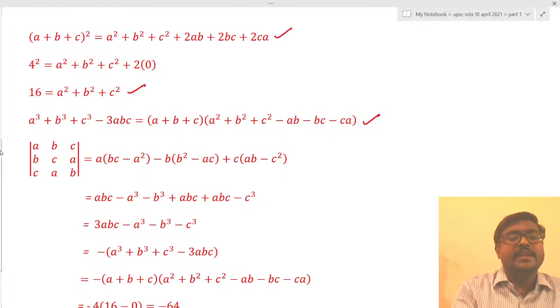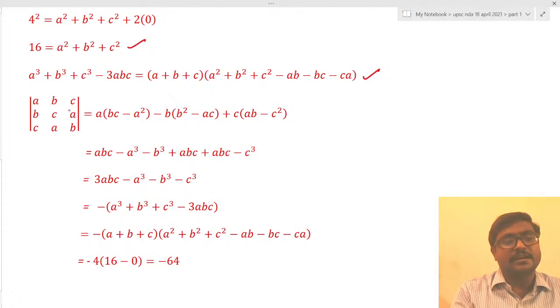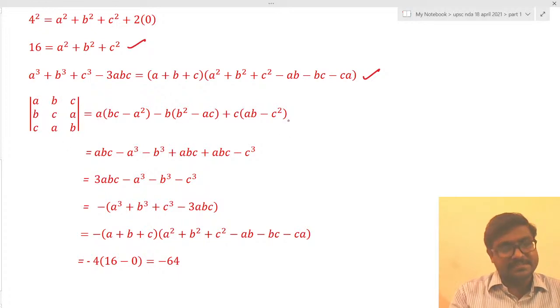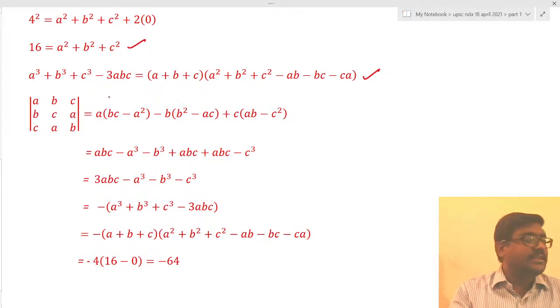Now I'm just expanding this matrix determinant. When I expand with the first row, A into (BC minus A^2). When you put minus B, it becomes (B^2 minus AC). When you put plus C, it becomes (AB minus C^2). Now when you go inside, this becomes ABC minus A^3, minus B^3 plus ABC, plus ABC minus C^3. We got it. So it becomes 3ABC minus A^3 minus B^3 minus C^3.